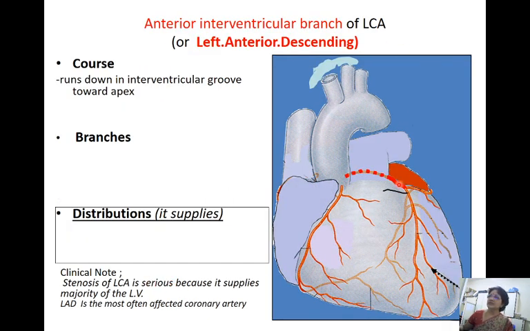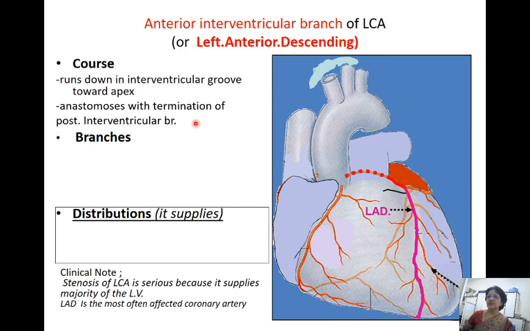Alright, now let's look at this LAD, or the anterior interventricular branch of the left coronary. It runs down in the anterior interventricular groove and anastomoses with the termination of the posterior interventricular. This one is called anterior interventricular, and this one was called posterior interventricular. Somewhere there, a little above the anterior margin of the heart, this was the anterior ventricular branch.